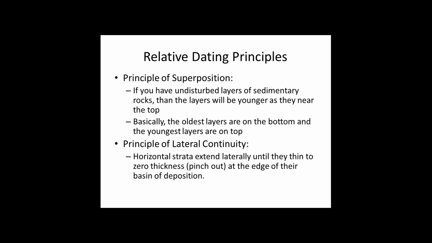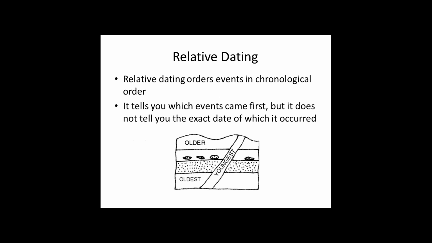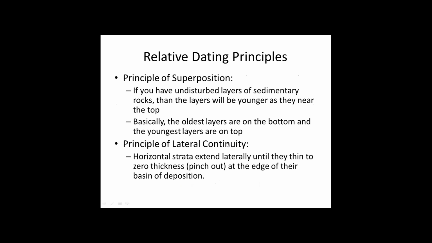So here we go. There are several relative dating principles that help us understand how to date these different layers of rock. The first one is the principle of superposition. It's probably the most straightforward one. Basically, if you have undisturbed layers of sedimentary rocks, then the layers will be younger as they near the top. So the oldest layers are on the bottom and the youngest layers are on the top. If we go back to what we saw earlier, this checks out because the oldest layer is at the bottom over here, and then it just gets younger and younger as you go up. Hopefully that wasn't too confusing.